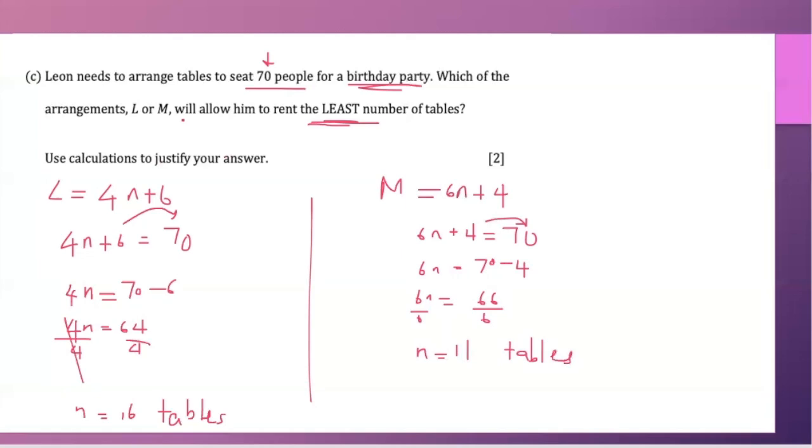So the question is, which of the arrangements will allow him to rent the least number of tables? That means you want the one that will give you the fewer tables. And looking at this, we'll use arrangement M. It will allow him to rent the least number of tables. So the answer is M.